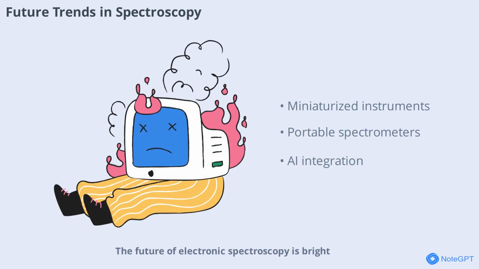The future of electronic spectroscopy is bright, with ongoing innovations in instrumentation, data analysis, and applications. Emerging trends include miniaturized devices, portable spectrometers, and integration with artificial intelligence. These advances promise to make spectroscopy even more accessible and powerful in the years ahead.